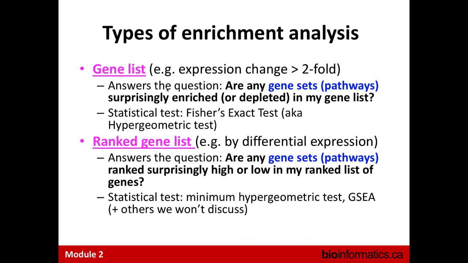So if we have a gene list, the question that we are going to answer when we do enrichment analysis is, are any gene set pathway surprisingly enriched in my gene list? And if we have a ranked gene list, then the question we are going to try to answer with enrichment analysis is, are there any gene set pathway ranked surprisingly high or low in my ranked list? And you see here again, for the gene list, the test is the Fisher's exact test, and for the ranked gene list, we will see the minimum hypergeometric test and a modified Kolmogorov-Smirnov test for GSEA.